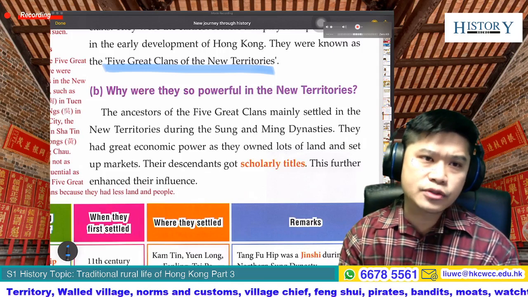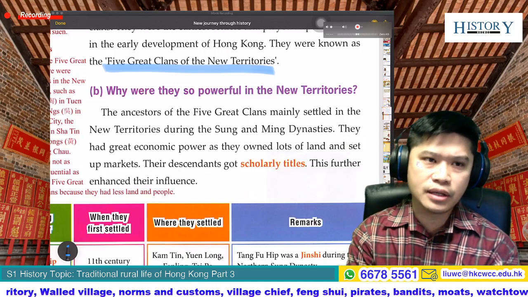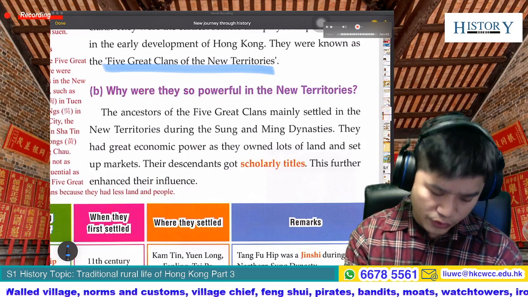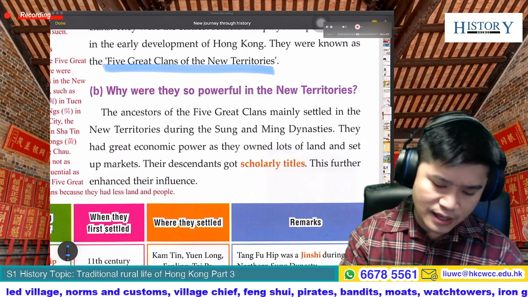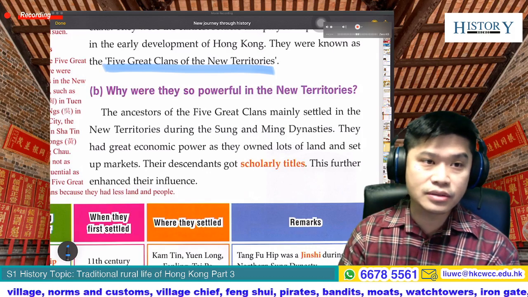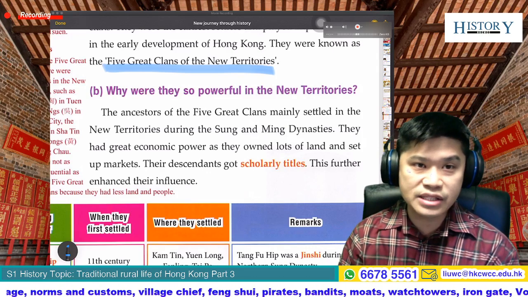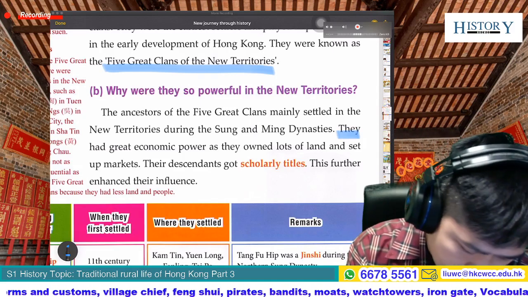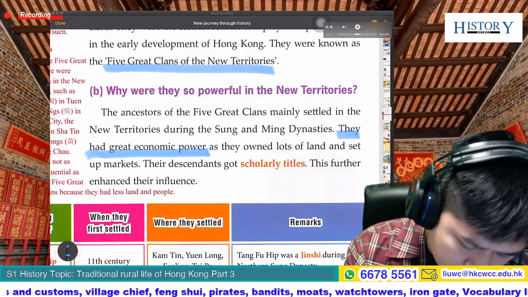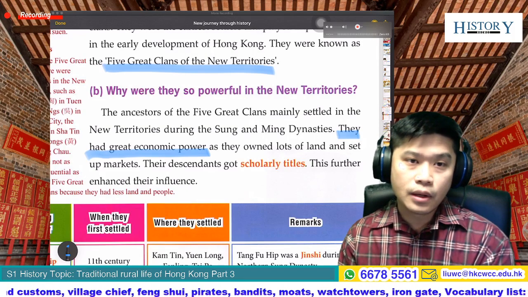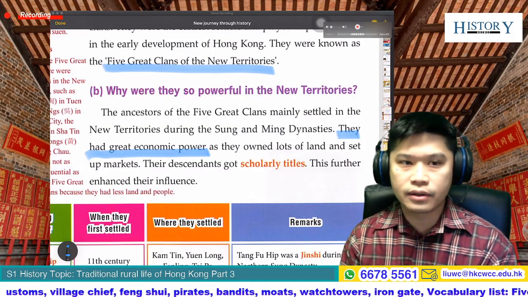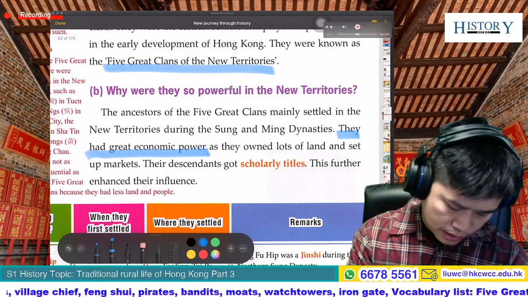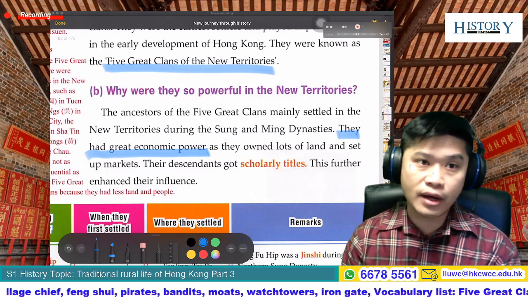Why were they so powerful in the new territories? So let's have a look at the paragraph. Okay, first, those five great clans actually settled in the new territories since the Song Dynasty and Ming Dynasty. They had great economic power. 他們有一個很強大的經濟實力。Okay, why?